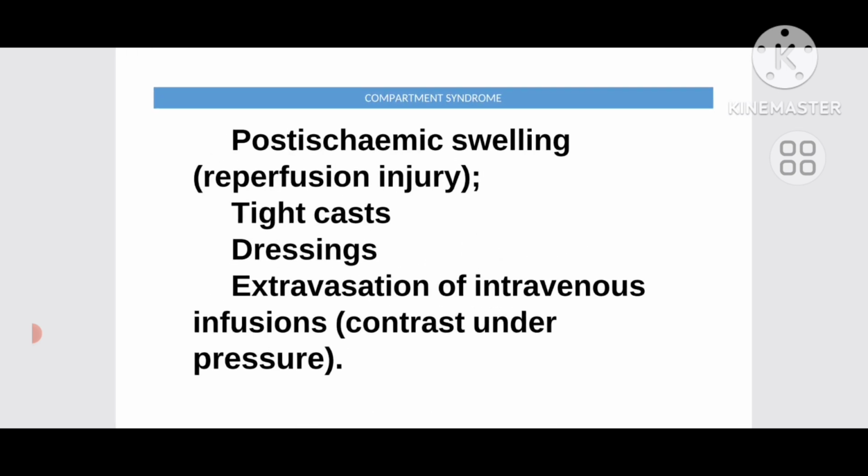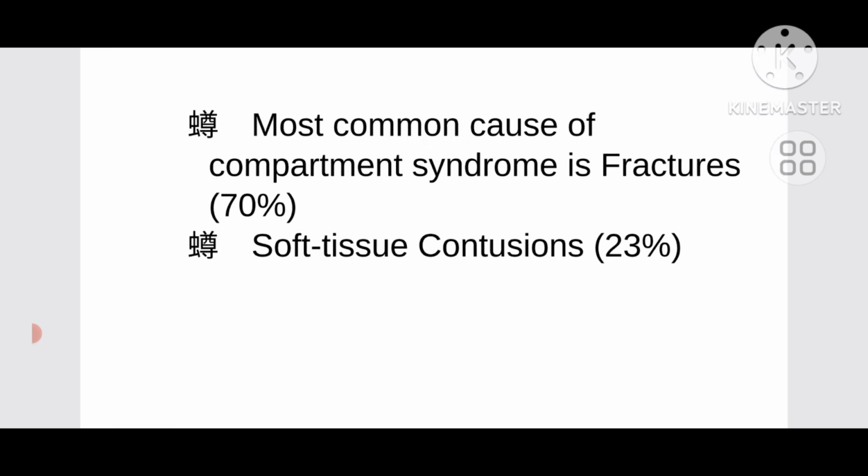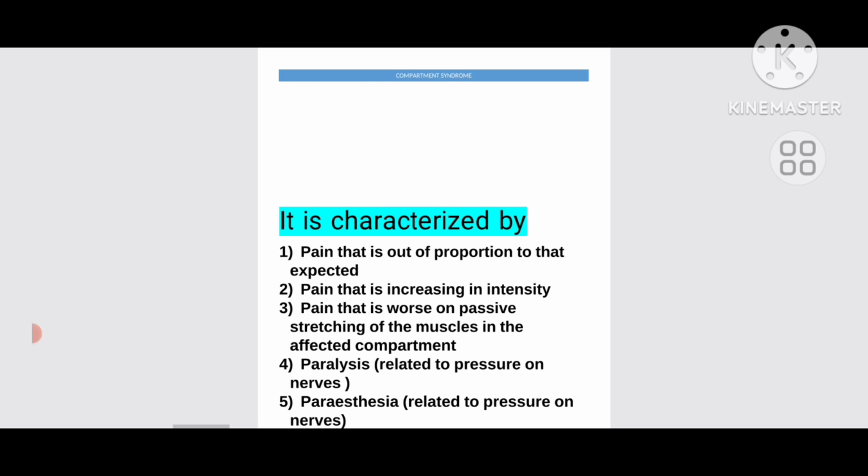Post-ischemic swelling, that is reperfusion injury, can cause compartment syndrome. Tight casts, dressings, and extravasation of intravenous infusion, such as contrast injected under pressure, can also cause it. So the most common cause of compartment syndrome is fractures, at 70%, and the second most common cause is soft tissue contusion, at 23% of cases.